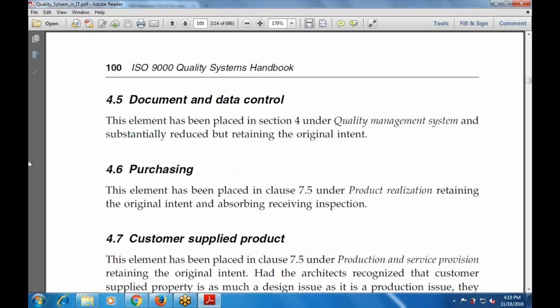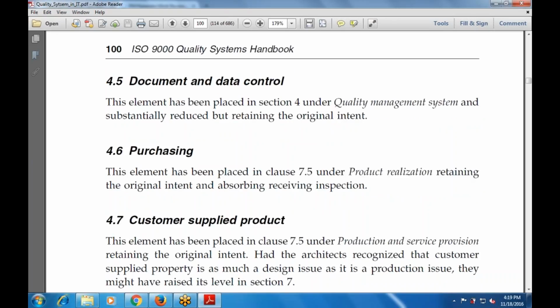Now the next one is purchasing, which is also covered under product realization, retaining the original intent and observing the receiving inspection. Then 4.7 is customer supplied product. That means whatever product the customer supplies is used under production and service provision, retaining the original intent.